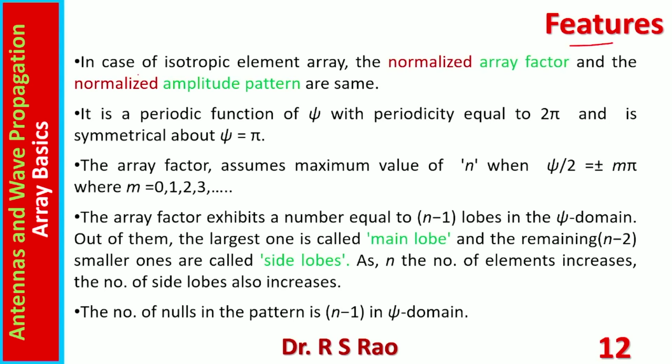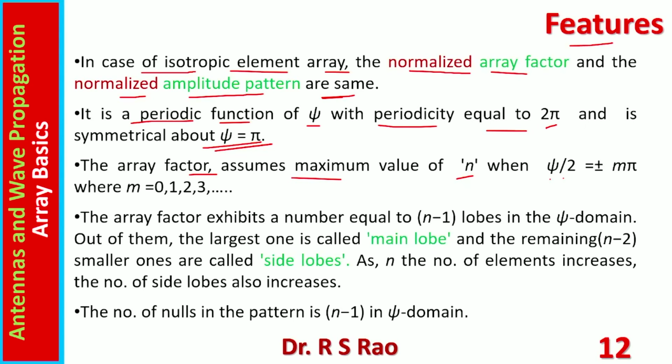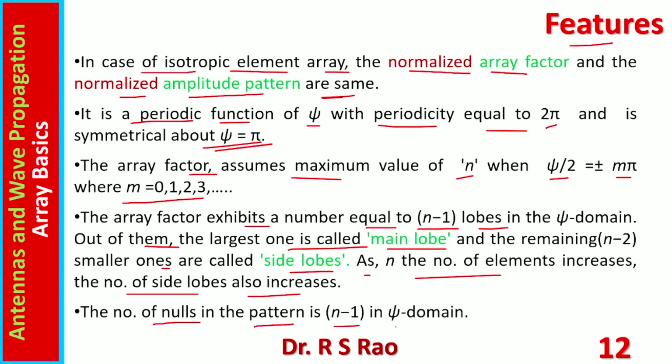Some more points regarding linear uniform arrays. In case of isotropic element array, the normalized array factor and normalized amplitude pattern are same. It is a periodic function of psi with the periodicity equal to 2 pi and is symmetrical about psi equal to pi. The array factor assumes maximum value of n when psi by 2 is equal to plus or minus m pi, where m equal to 0, 1, 2, 3. The array factor exhibits a number equal to n minus 1 lobes in psi domain. Out of them, the largest one is main lobe and the remaining n minus 2 smaller ones are called side lobes. As n number of elements increases, the number of side lobes also increases. The number of nulls in the pattern is n minus 1 in psi domain.